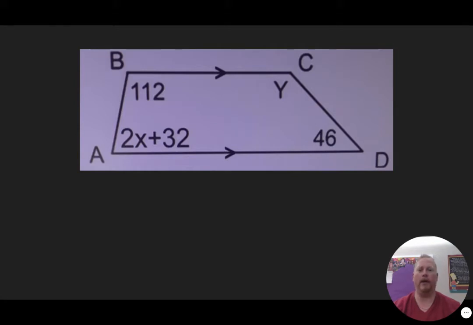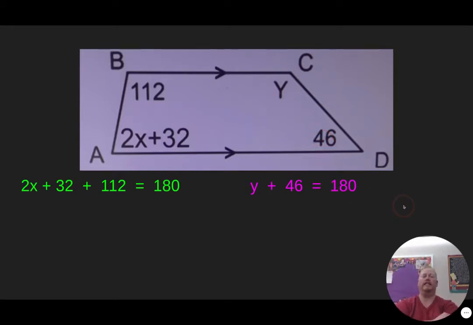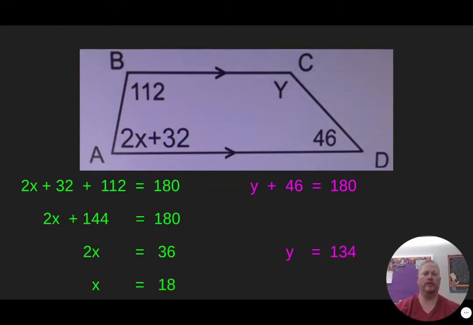So an example problem might be something like this. You might look at it and say, okay, it's a trapezoid. We got one set of parallel lines. So I would know that 2x plus 32 plus 112 equals 180. I would also know that y plus 46 equals 180. So those are the main equations you would need to set up in order to solve those. That's the main idea I want you to get from this. Of course, we can do some algebra and work this on out and figure out what each of those variables are. But the idea I want you to get is these two consecutive angles add up to 180.